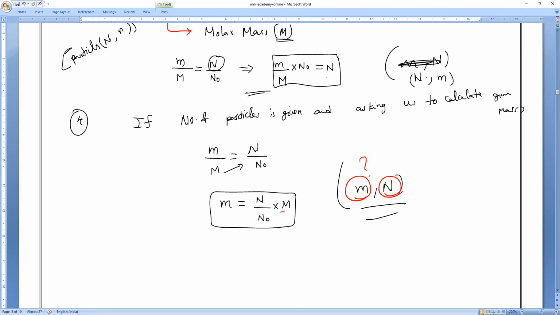Use this formula. Mass is given, asking us to calculate the particles. But wherever you hear the word mass, immediately your mind should say you have to calculate what? Molar mass. Do you understand? Clear what I'm saying? Yes, that is it.